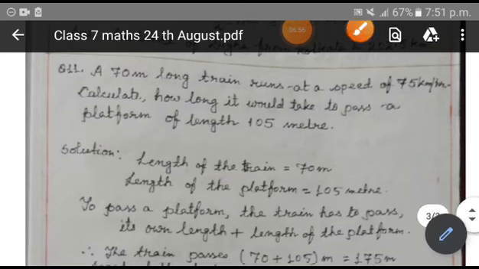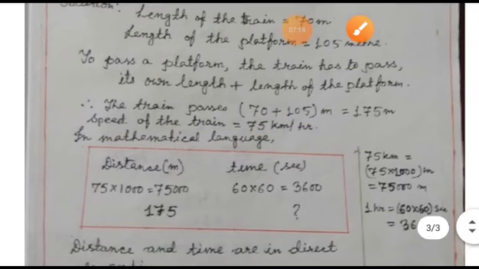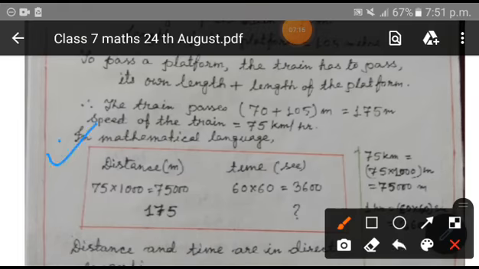So here the total distance which the train has travelled is 70 plus 105, which is 175 meters, and the speed of the train is also given, which is 75 km per hour. Now we are going to obtain the relation by using a mathematical equation. In mathematical language, you are going to make two columns. On one side you write the distance, and on the other side you write time in seconds. So distance we are taking in meters. It is given in the question to find the time taken to cover 175 meters. That is why we are taking the distance in meters.